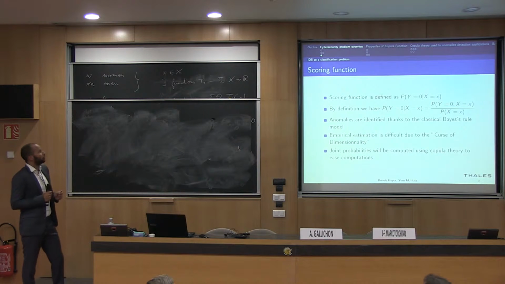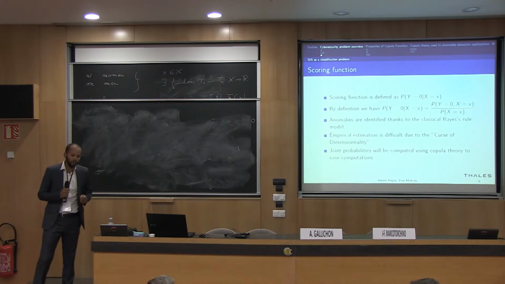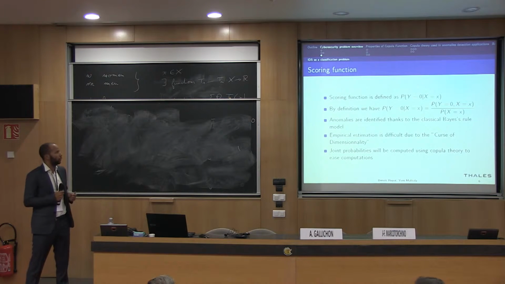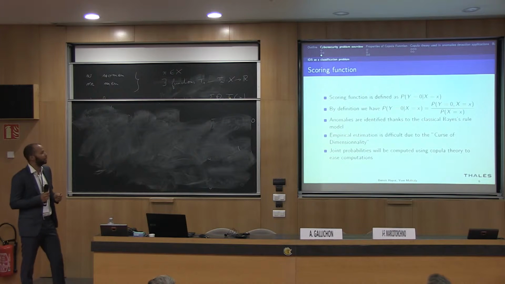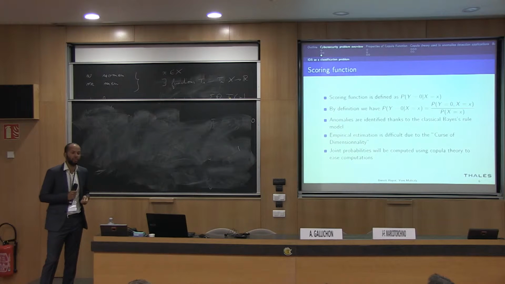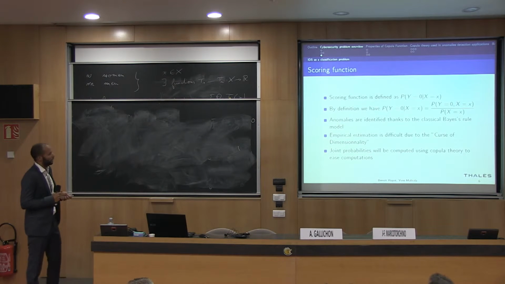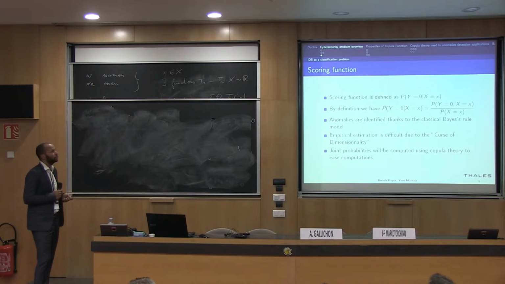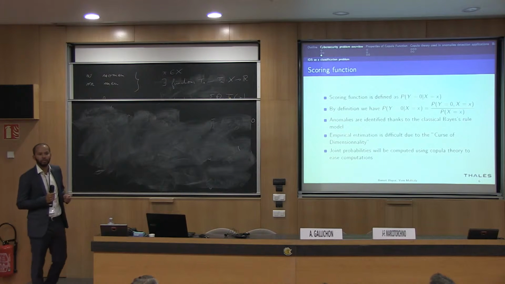And using this notation, we can of course write the classical scoring function, defined as the probability that an event is an attack, the probability that y equals 0 depending on x equal x. And using the Bayes rule, we have this probability. We can estimate this probability using the classical maximum a posteriori estimator. Very classical. But actually doing empirical estimation, especially on this joint density in very high dimension, could be very difficult.